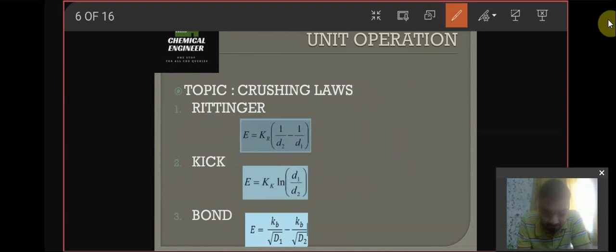So first we have Rittinger's law. We use Rittinger's law when the sphericity is constant.